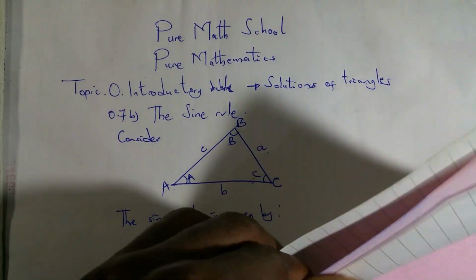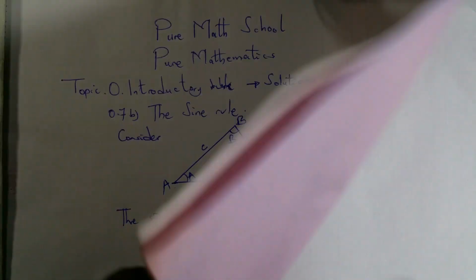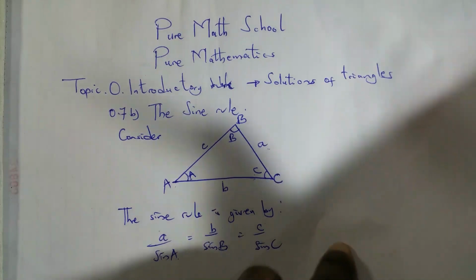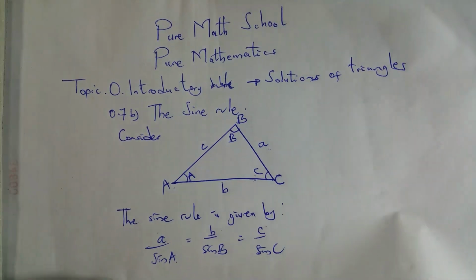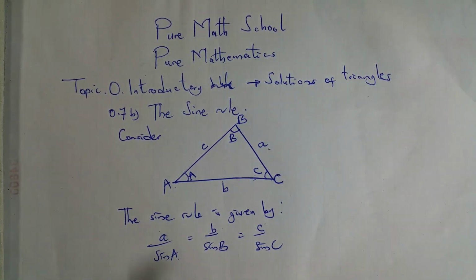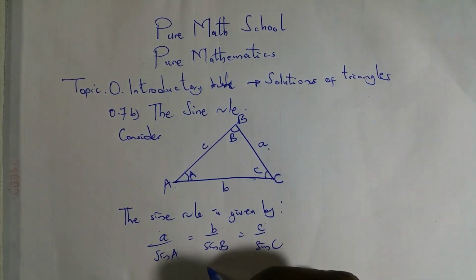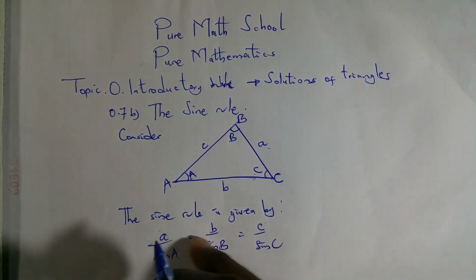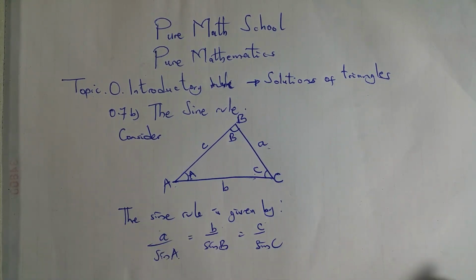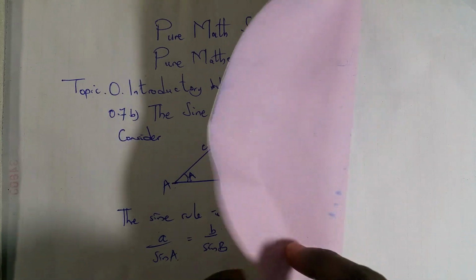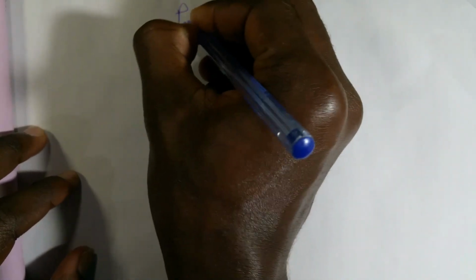So let us continue. I think all we need to do about this is we are going to prove it. We're going to get the proof of the sine rule, to derive the sine rule or show that it's like this. Let's get the proof here.